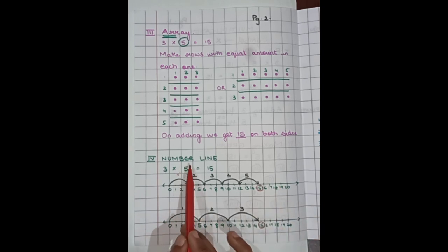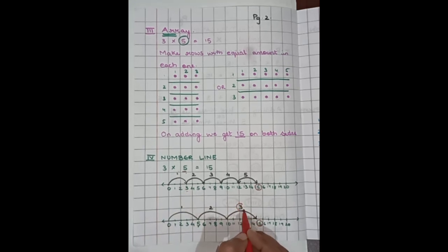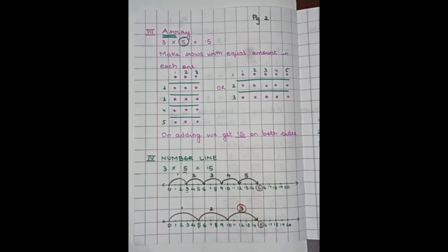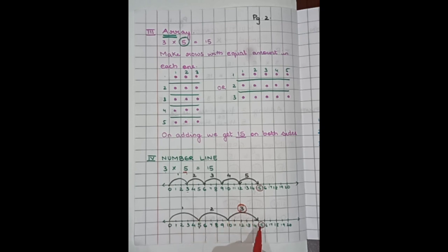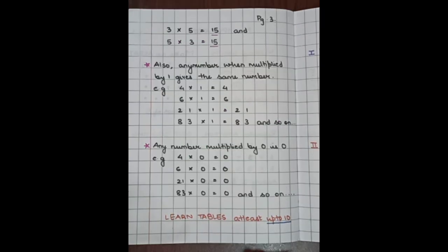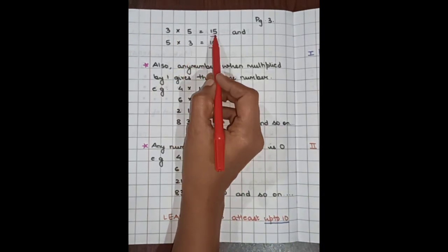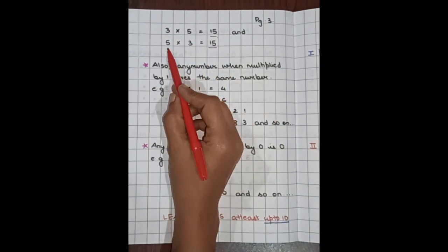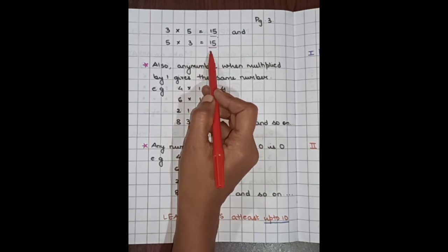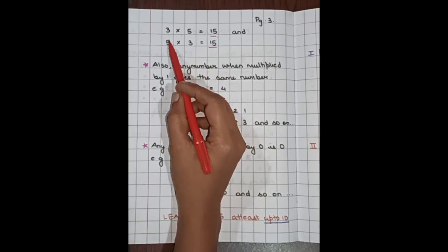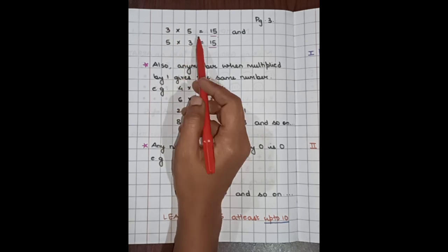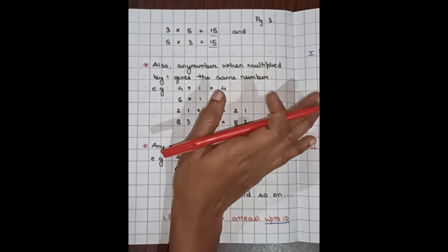Now, if you are taking 5 as your base, then what you do is from 0, you go to 5. And the same thing you repeat 3 times. From 0 to 5, 5 to 10 and 10 to 15. I'm sure everyone must have noticed that 3 into 5 is equal to 15, and similarly 5 into 3 is also 15. So in multiplication, even if the numbers are reversed, the answer remains the same.